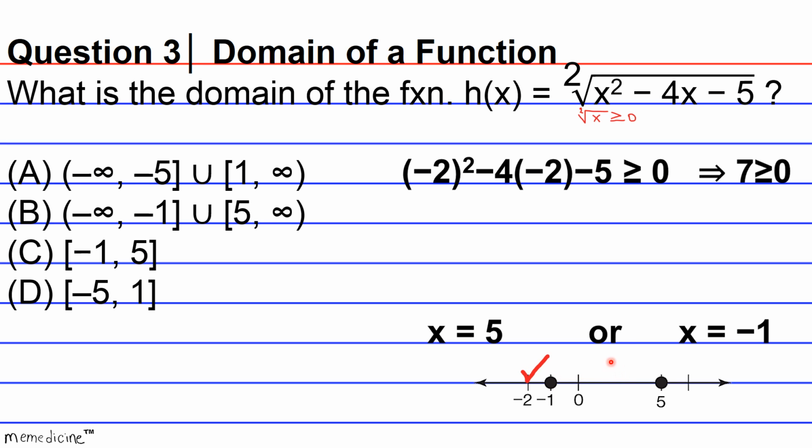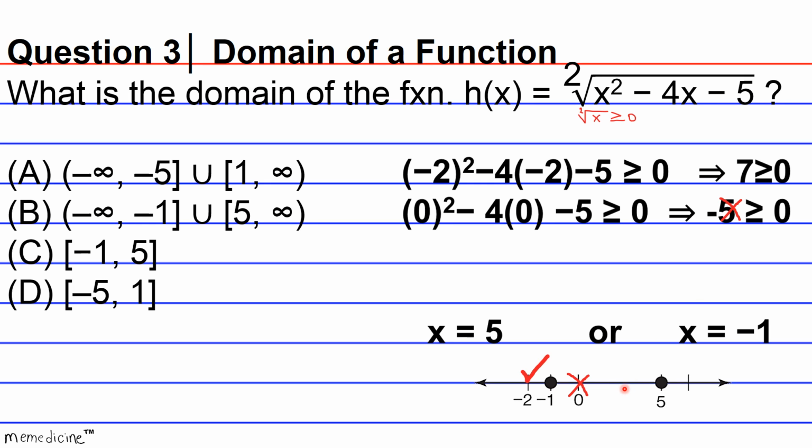Now we're going to check something from the middle ground, the middle interval. We're going to plug in 0. So 0 squared is 0, minus 4 times 0 is still 0, minus 5, well, this is going to yield -5 is greater than or equal to 0. This is in fact not a true statement, therefore this interval will not be included in our final interval notation, okay, for the domain.